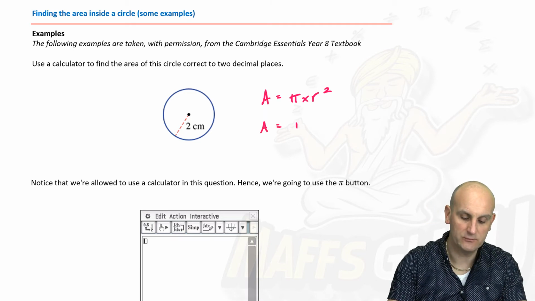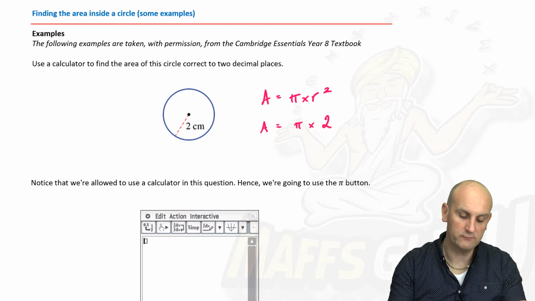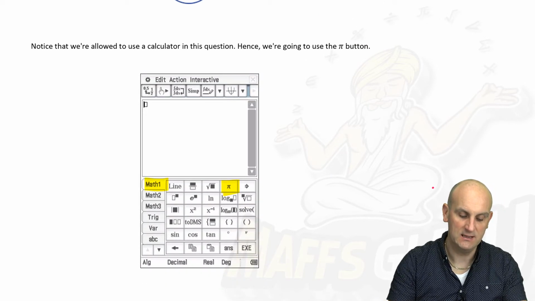So area is equal to pi times 2. Now I can either write it as 2 times 2, just to remember, or I can write it as 2 squared. My calculator can do that for me. So how are we going to use my calculator? Well, first things first is we need to make sure that we know that the pi button is there under Math 1.